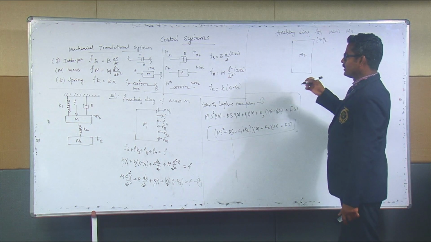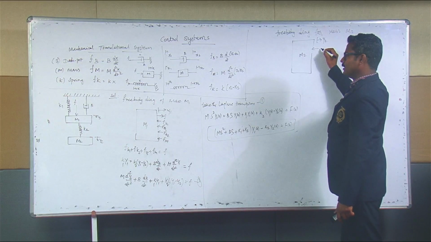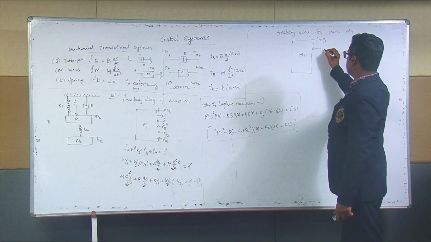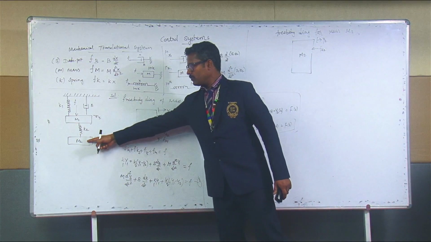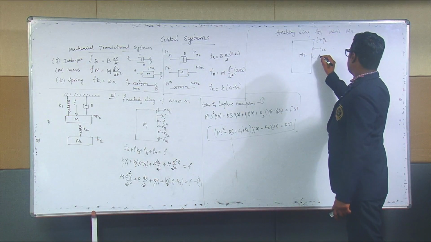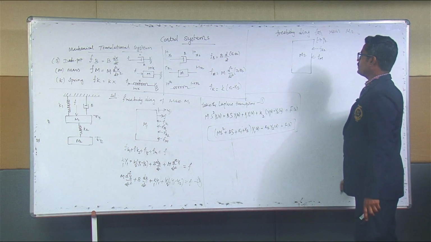So what are the incoming forces? There is no incoming force, so all are opposing forces. So what are the forces acting on this one? It is due to the spring k2. Here, at m2, we have the spring k2 on the mass, and there is a force due to the mass. So these are the two forces acting on this mass.